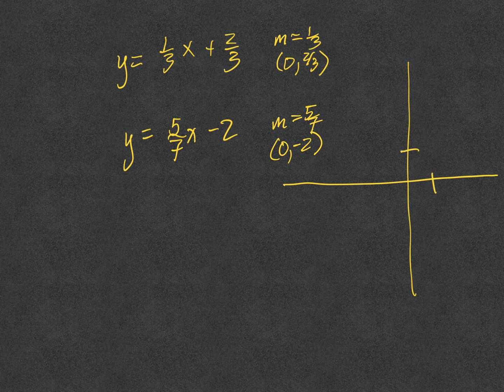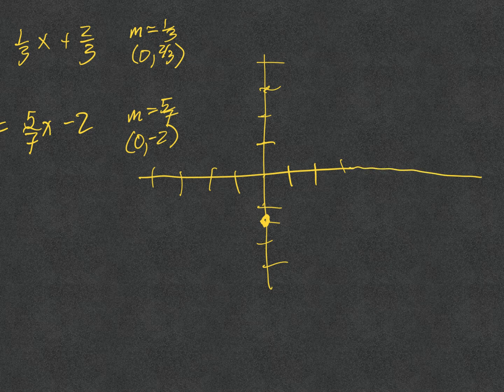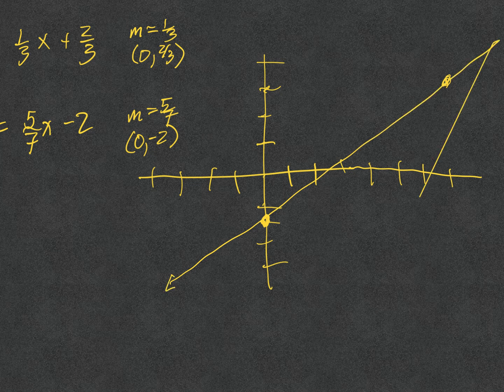Here's 1, 2, 3, 4. 1, 2, 3, 4. 1, 2, 3, 4. Okay, so 0, -2 is right here. And then it's 5/7. So the rise is 1, 2, 3, 4, 5. And then the run is 7, which goes off my, well, no, it doesn't. Let me do that. 4, 5, 6, 7. I can move over. I forgot about that. So 5/7. So that point's right there. And so there's our line for the second one.